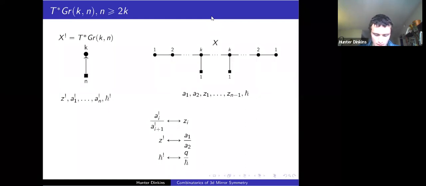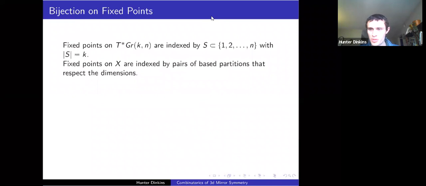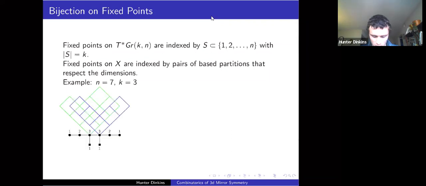Okay, so we've got these two varieties that we think are going to be 3D mirror dual pairs. And we have some way of interchanging the equivariant and the Z parameters. So I also need to tell you what the bijection on fixed points is. Fixed points on T-star Grassmannian are indexed by size k subsets of the set 1 to n. And fixed points on the variety X are indexed by pairs of based partitions that respect the dimensions. So let me say what I mean by that in a particular example.